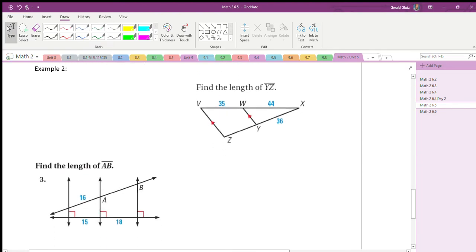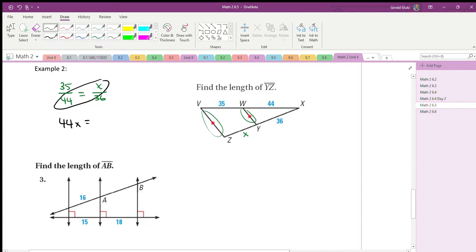But before we do that, we're going to do the parallel lines again. Find the length of YZ. So YZ is right here. I'm just going to call this X. Since these two are parallel, then I know that 35 divided by 44 has to be equal to X divided by 36. So I have two fractions equal to each other. So 44X has to equal 35 times 36.